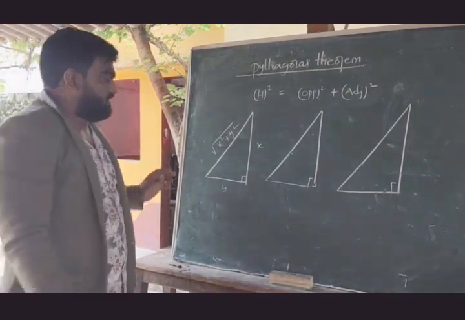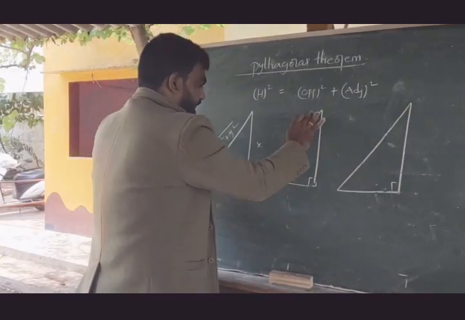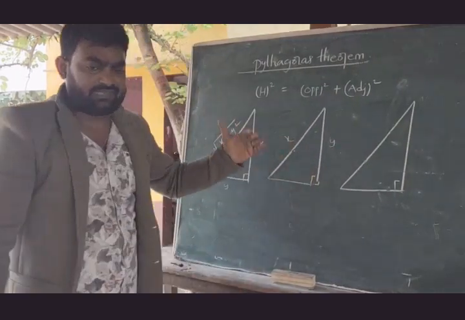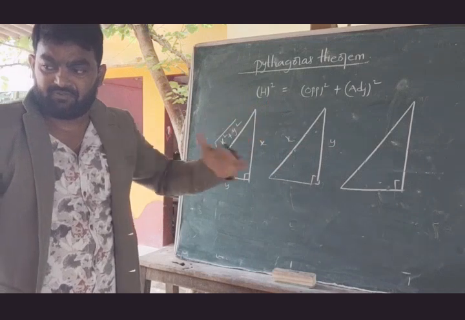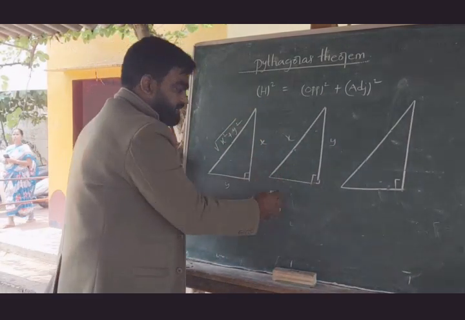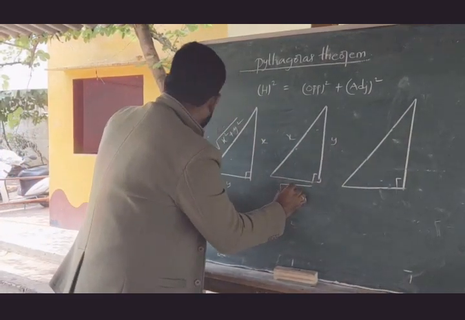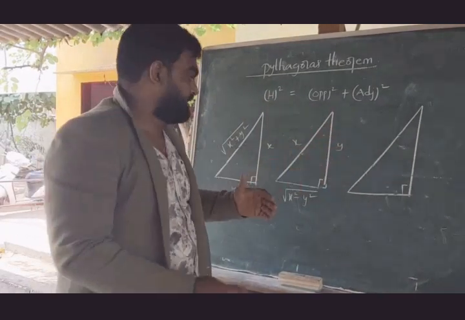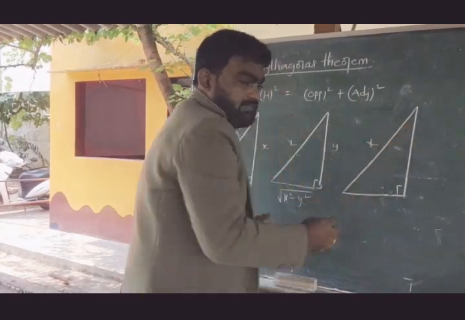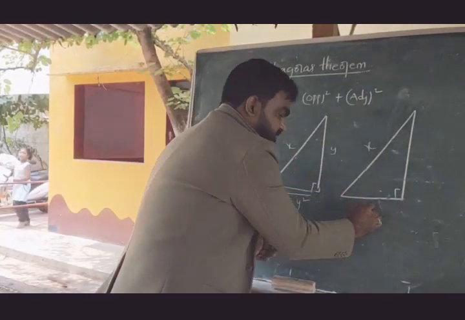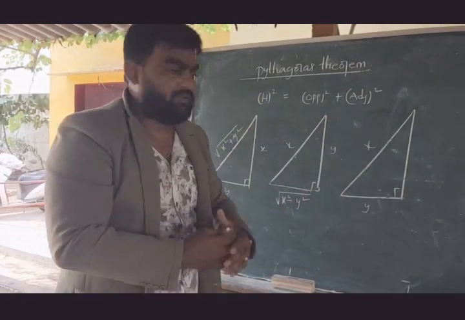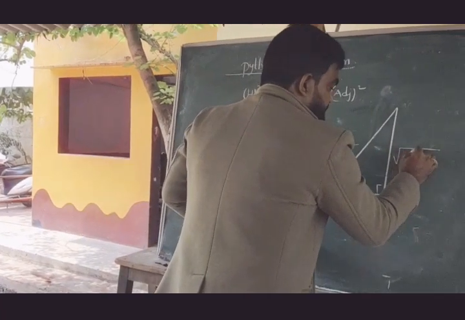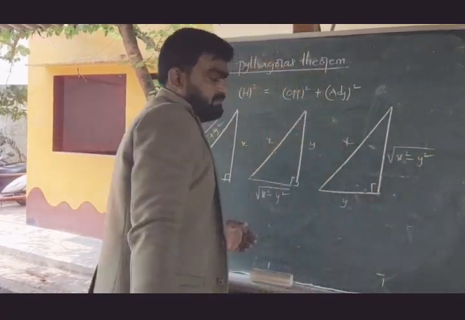Okay? For example, second case, hypotenuse is x units and the opposite side is y units. If you want to find the adjacent side, then adjacent side will be root over x square minus y square. Third case, hypotenuse is x units and the adjacent is y units. If you want to find the opposite side, it will be root over x square minus y square.